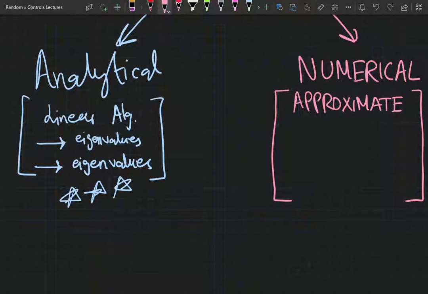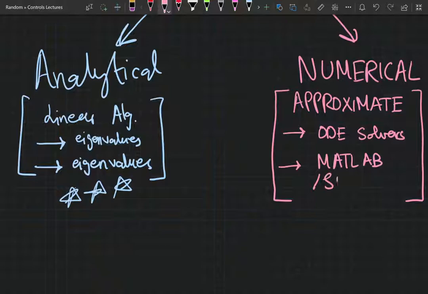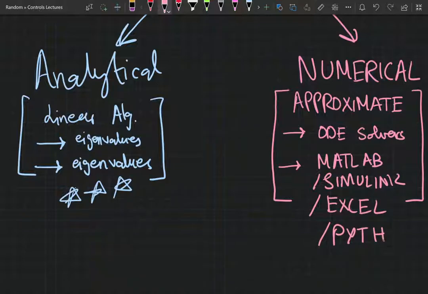In the approximate domain, we're going to use ODE solvers mostly. We're going to use a bunch of Euler. That comes in the domain of ODE solvers, and we can use MATLAB. The platforms that we can use: MATLAB, Simulink, we can even use Excel, and we can even use Python. I'll try to cover an example in Simulink, one example in Excel, and one in Python, and maybe one in MATLAB, maybe.